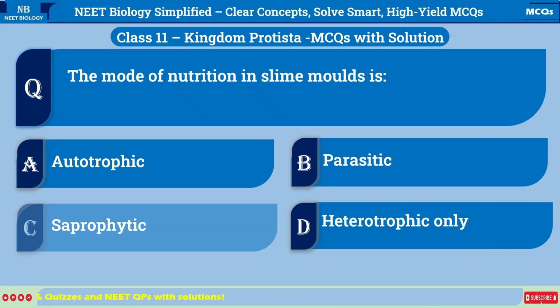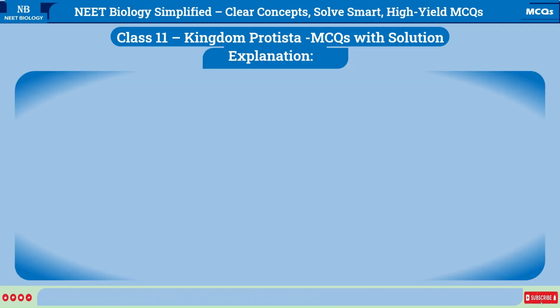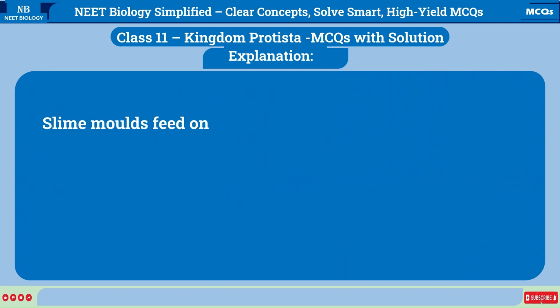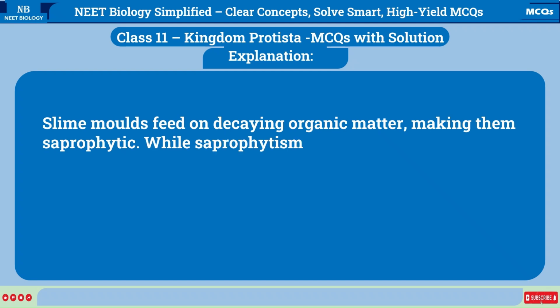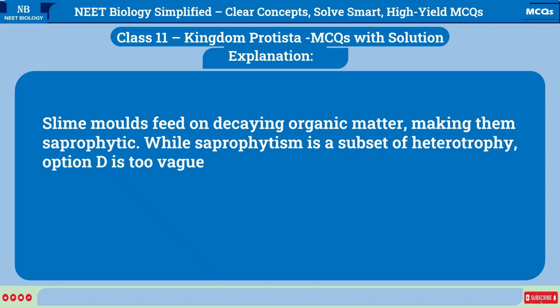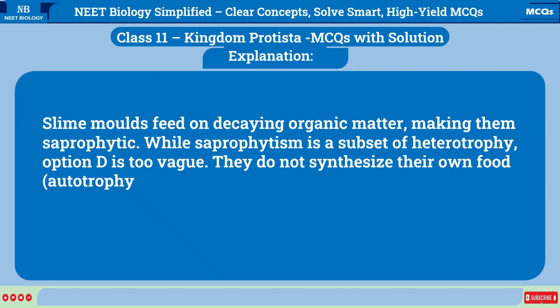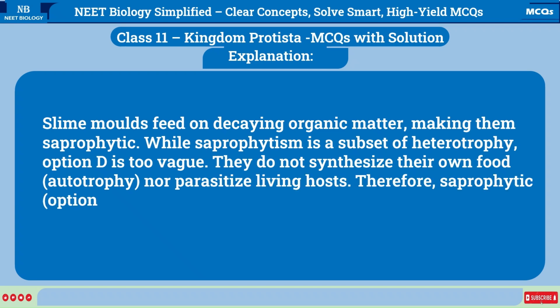Correct answer is C. Saprophytic. Explanation: Slime molds feed on decaying organic matter, making them saprophytic. While saprophytism is a subset of heterotrophy, option D is too vague. They do not synthesize their own food, autotrophy, nor parasitize living hosts. Therefore, saprophytic, option C, most accurately describes their nutrition mode.